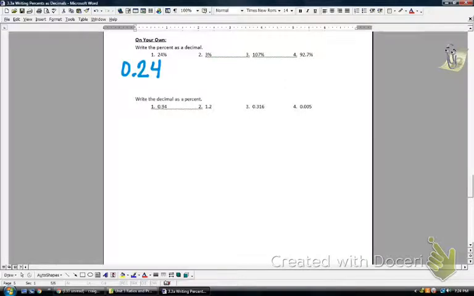All right, so I've done the first one. 24% becomes 0.24 as a decimal. Then 3%, my decimal's here, and I'm going to move it to the left 2 places, and that becomes 0.03. Then 107%, move it to the left 2 places, 1, 2, becomes 1.07. Then 92.7%, 1, 2, becomes 0.927.